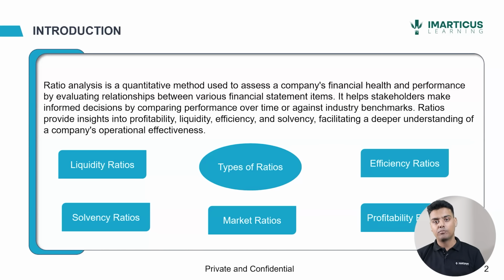Now, there are 5 types of ratios. 1. Liquidity ratios. 2. Solvency ratio. 3. Market ratios. 4. Efficiency ratio. And 5. Profitability ratios. These 5 ratios help us evaluate the company on different metrics. And today, we'll be going into each of them individually.